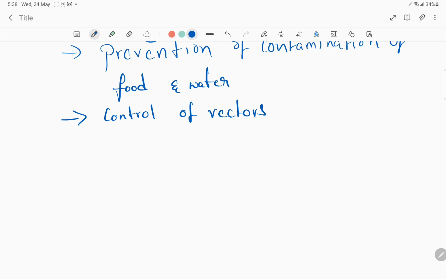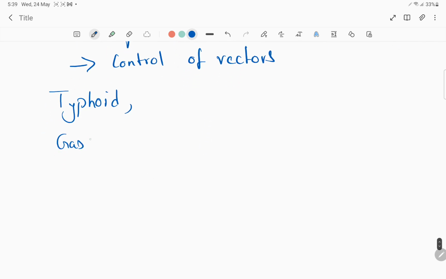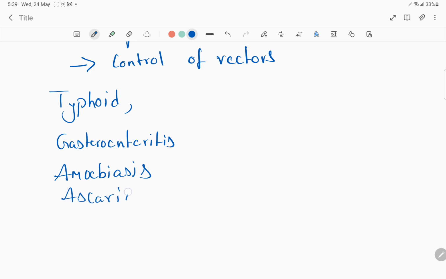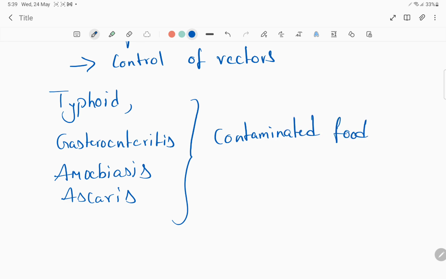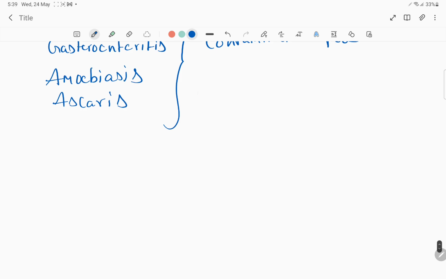So these measures help against diseases such as typhoid, which is a bacterial infection, gastroenteritis, bacterial, amoebiasis, and ascaris. So these are from contaminated food. And next we have the airborne infections.